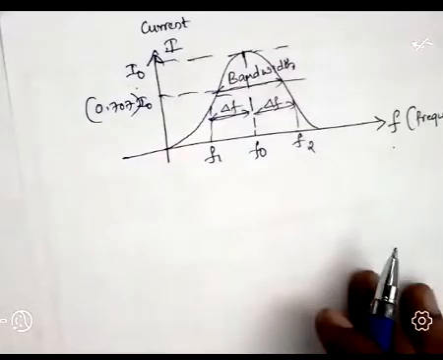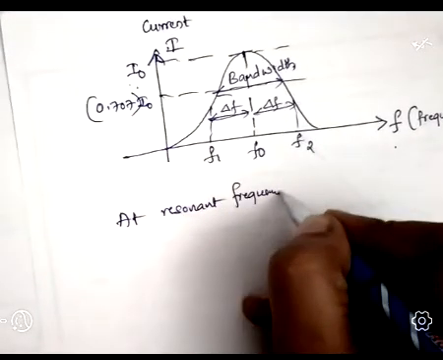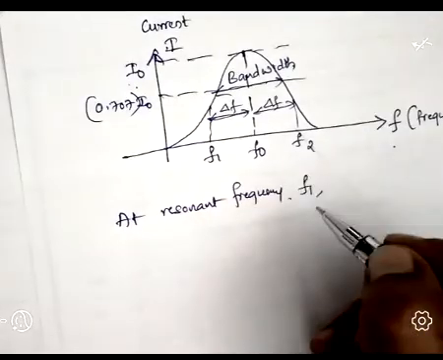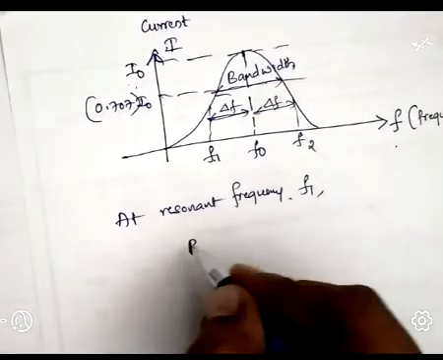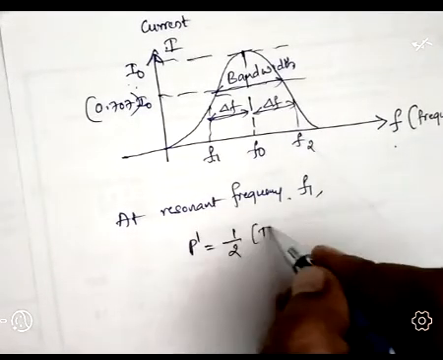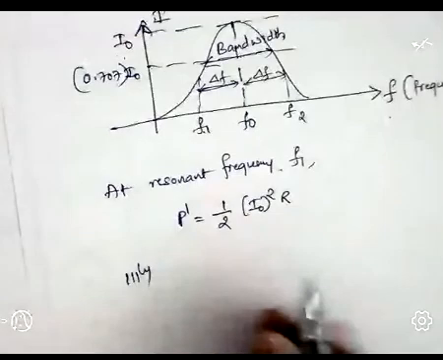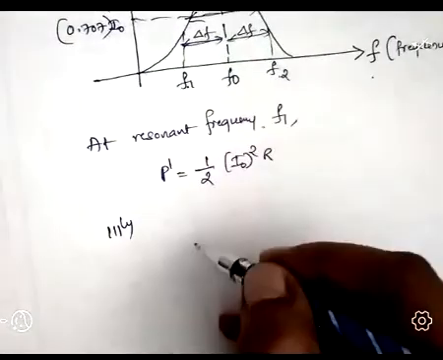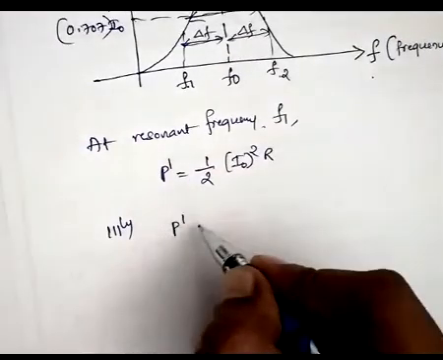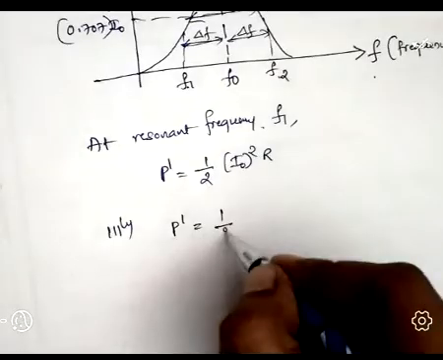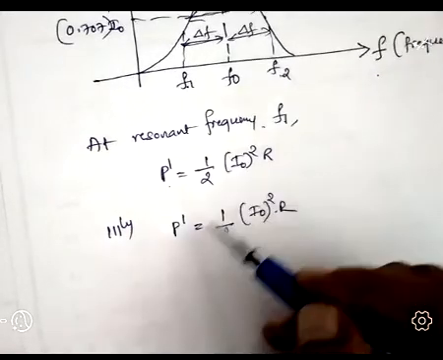So at resonant frequency F1, power in this circuit is half, and it's given by P dash equal to 1 by 2 I naught square into R. Similarly, at frequency F2, power in this circuit is also half, and it is given by P dash equal to 1 by 2 I naught square into R. This is the power at frequency F1. This is the power at frequency F2.